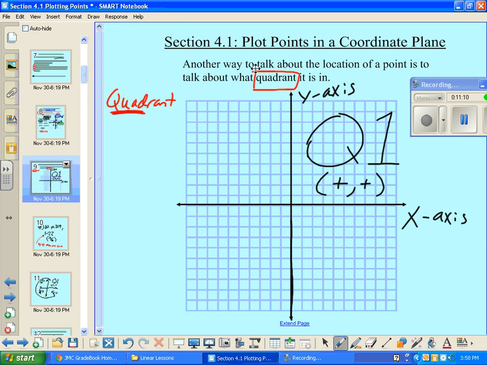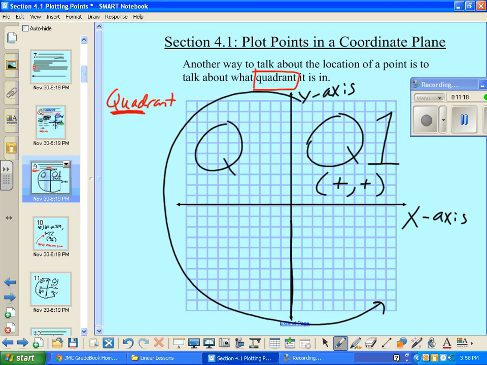From there, quadrant 1 is the top right one. Then we just go counterclockwise for the other 3 quadrants. So quadrant 2 is over here, the top left one. All points in quadrant 2 are points where I've gone to the left along the x-axis, so the x-coordinate must be negative, but I've gone up for the y-coordinate, so the y-coordinate's positive. So all points in quadrant 2 are a negative number and then a positive number.